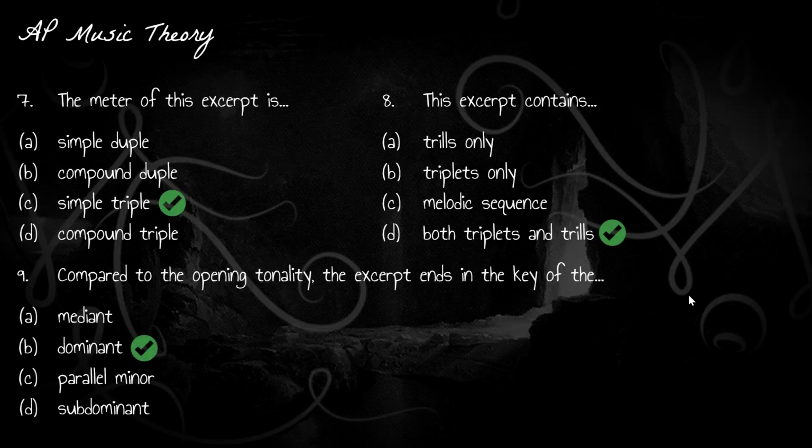Here we have the correct answers. The correct answer for 7 is C, simple triple meter. The time signature is 3/4. Correct answer for 8 is D. This excerpt contains both triplets and trills.